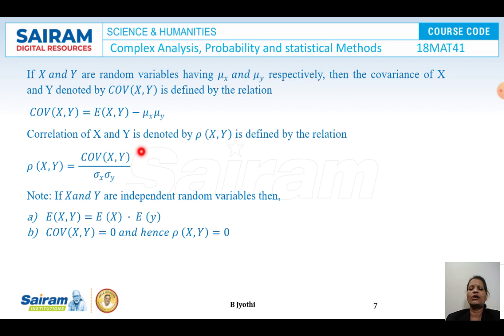Next is the correlation of x and y, denoted by rho of xy, and it is defined as the covariance of xy divided by sigma x into sigma y. Note, if x and y are independent random variables, then E(xy) is equal to E(x) into E(y), and covariance of xy will be 0, and hence the correlation is also equal to 0, provided both x and y are independent random variables.